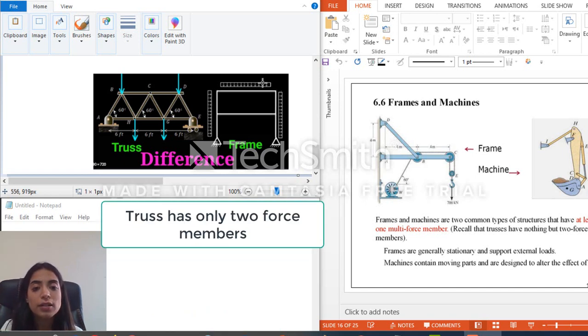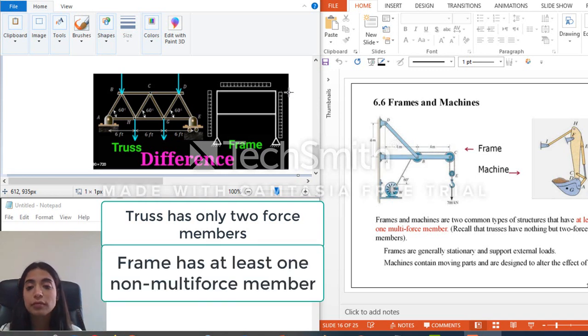So the frame, guys, as you can see in this figure, has at least one member that is not a two-force member. So at least one member has an external load applied on the member and not on the joints. This is called a frame, and we will discover now, guys, how to solve such frames.